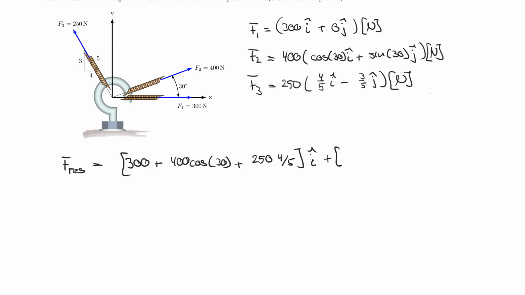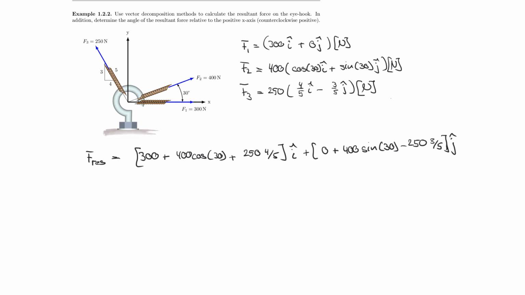And then I need the j components, which are 0 plus 400 times sine 30. And be careful now, minus 250 times 3 over 5. And that is all multiplied by j hat. And I cannot forget that this has a unit. Otherwise I lose valuable points. And in this case, we're dealing with newtons.